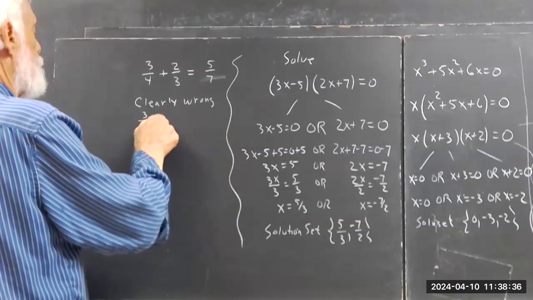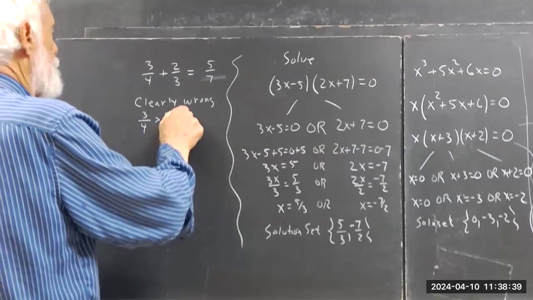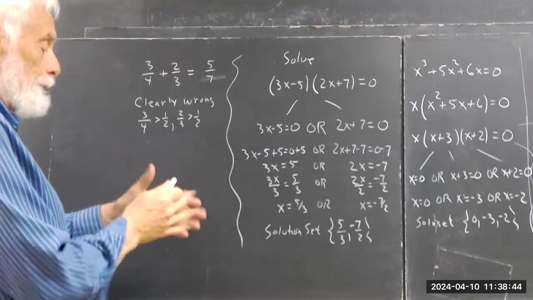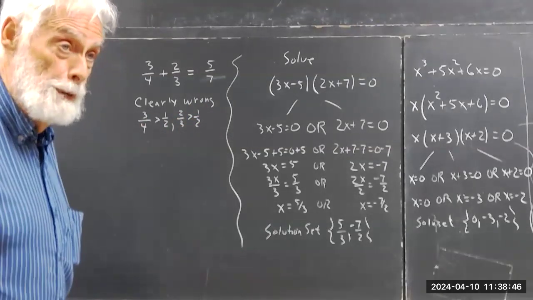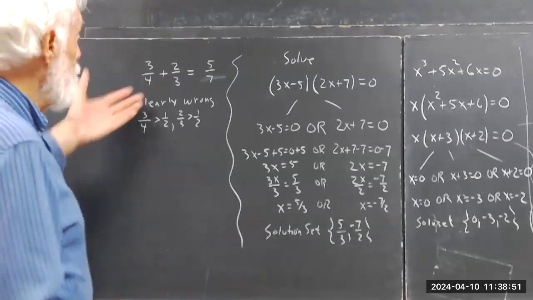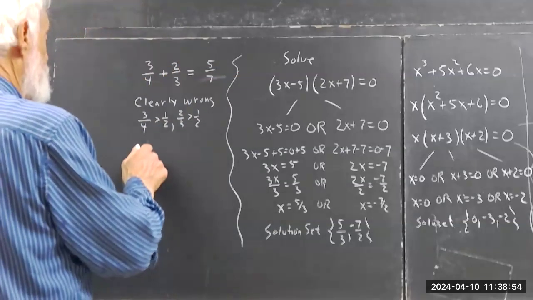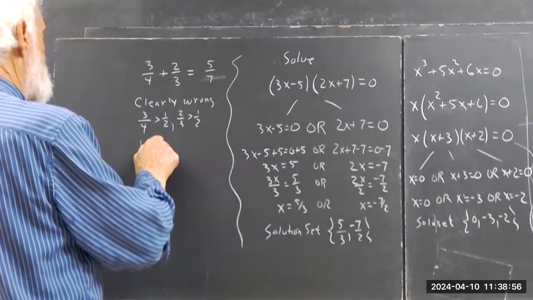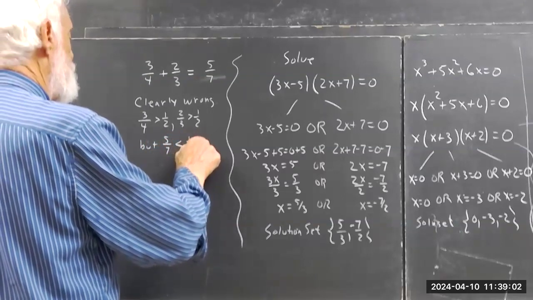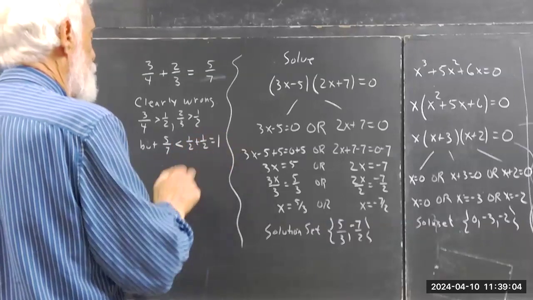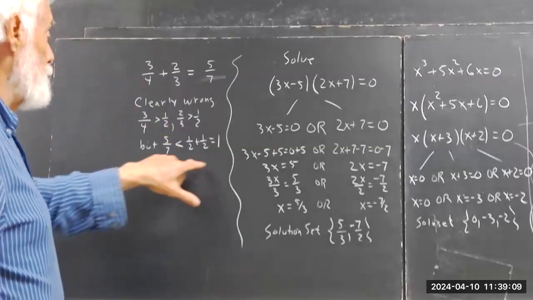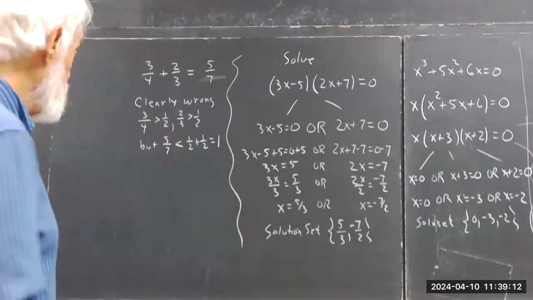3/4 is greater than a half. 2/3 is greater than a half. If you've got a pizza, cut it into 4 pieces, take 3 of them, that's more than half the pizza. Cut it into 3 pieces and take 2 of them, that's more than half. You add those together. Well, half and a half is 1, so there's got to be more than 1. If 5/7 is less than 1, that's a contradiction.